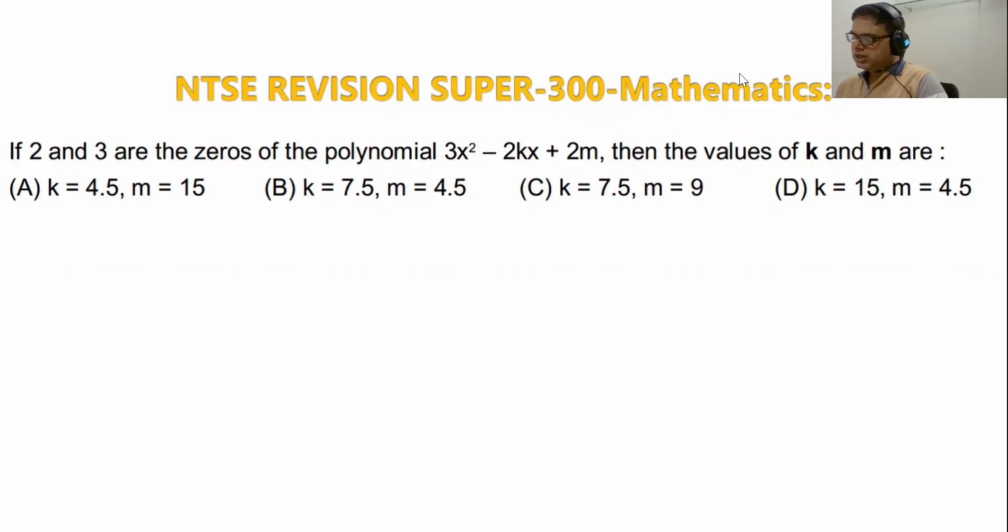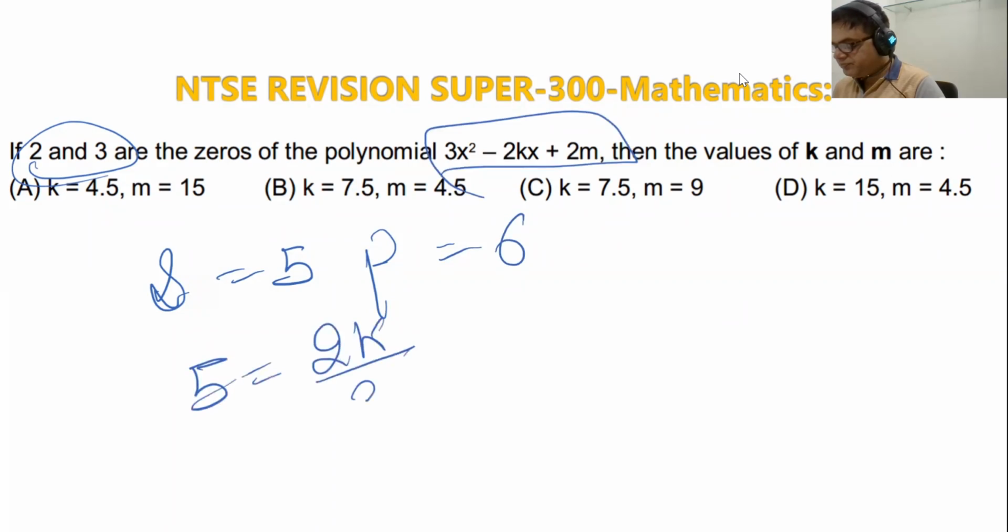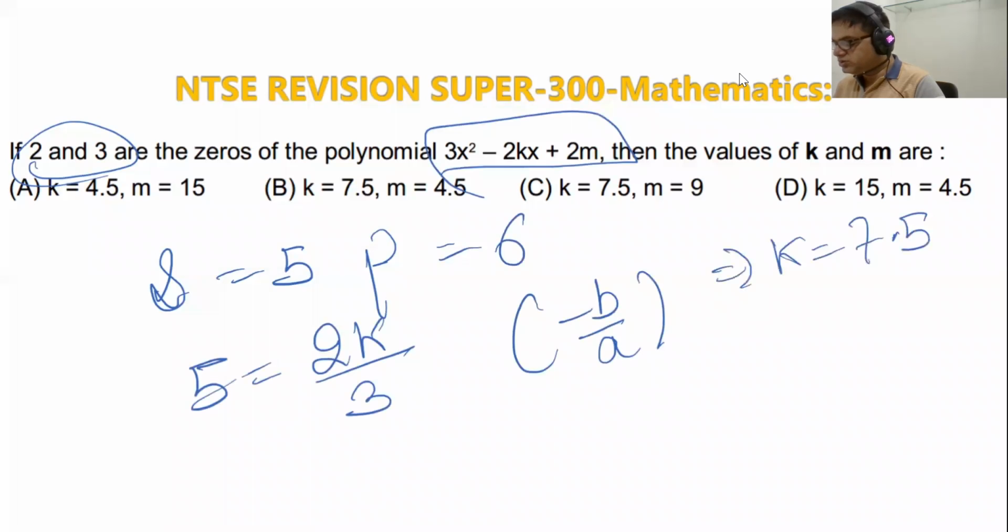See, what your friend has said, your friend has also told a very wonderful thing. The thing is, मेरे पास इस polynomial के दोनों zeros दिए हुए हैं. That means sum of zeros will be equal to 5 and product of zeros will be equal to 6. I know what my sum of zeros is. 5 will be equal to 2k upon 3, minus b by a. माइनस बी बाई ए होता है. So it will be equal to 2k upon 3, and k will be equal to 7.5.